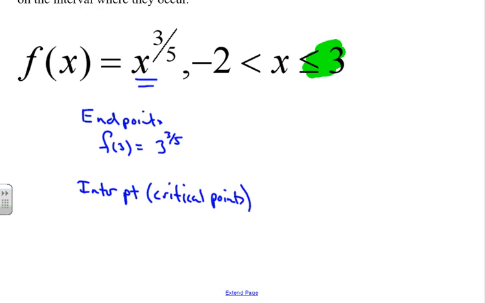Another one is going to be on our interior, and our interior points are located at critical points. For a little refresher, critical points are when f prime equals 0 and/or when it's undefined. So to find this out, we're going to take the derivative of our function. So I'm going to find f prime.